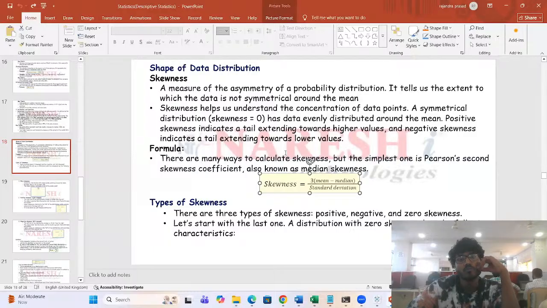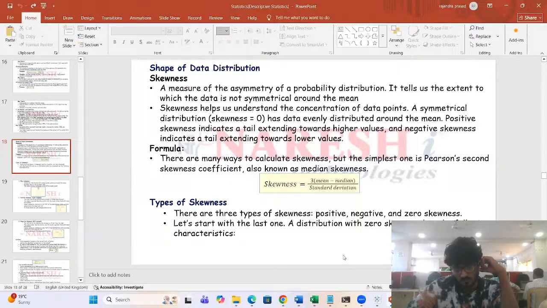You get my point? This is the way you are going to find the skewness value. Whenever you get the skewness value from the output, depending upon the given number, you will decide what type of skewness you have. So basically, there are 3 types of skewness. We'll see what those are. The types of skewness.